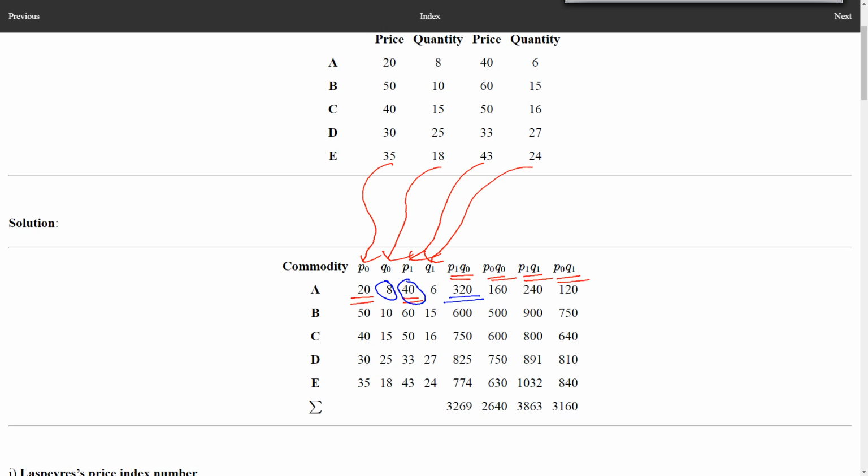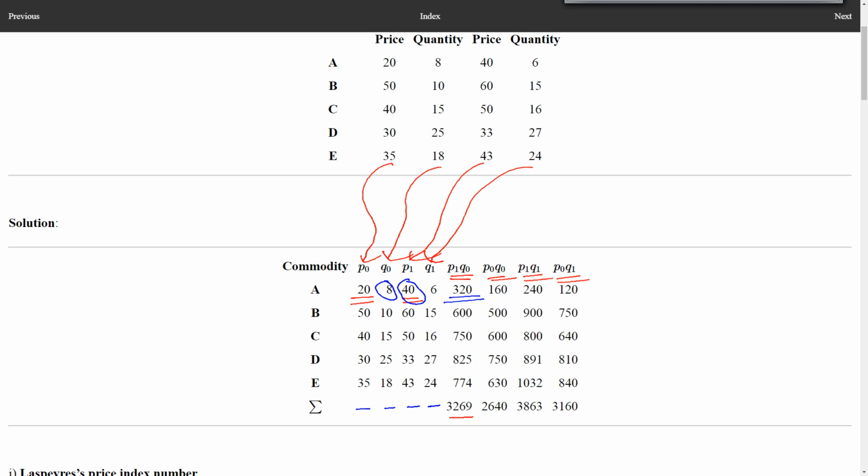I request you to pause the video and do these calculations on your own. The only way to learn mathematics is to do it on your own. Just going through the video is not going to help you unless you solve examples on your own. Verify that all these figures are correct. The next step is to find the sum of these columns. Don't find sums which we don't need. Don't find the sum for the columns P0, Q0, P1, Q1. Calculate only the sums which we need.